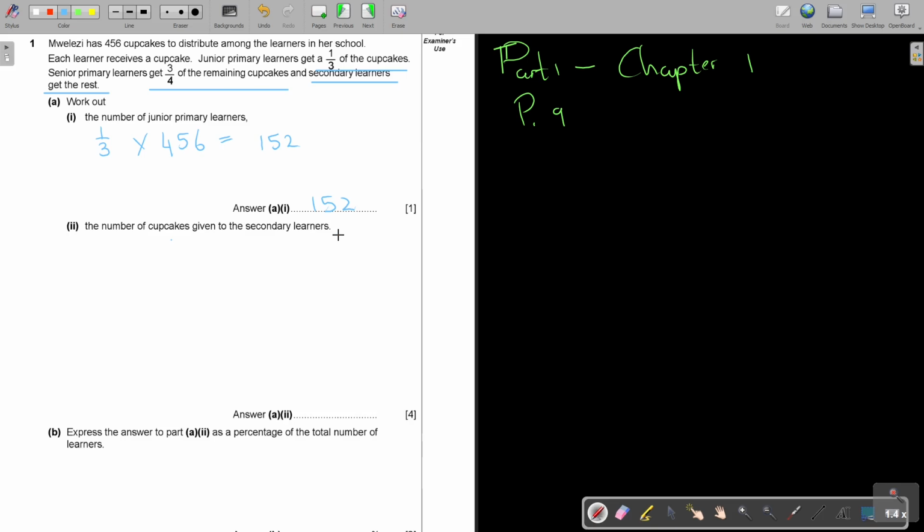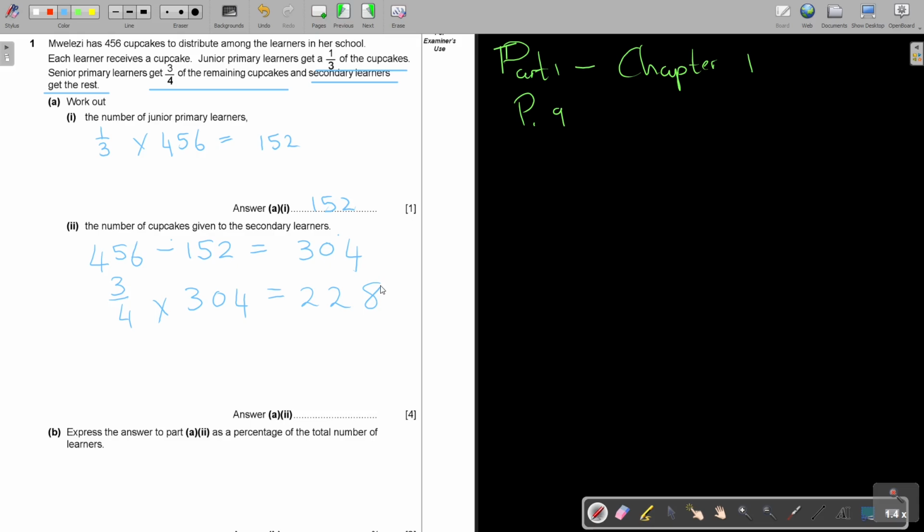The number of cupcakes given to secondary learners. Okay, but now 3/4 of the remaining cupcakes. So now first we have to decide what the remaining is. So it's 456, and I subtract the 152. And what will be the remaining? 304. Okay, now I can say 3/4 of 304, and if I press this on my calculator, I get 228.